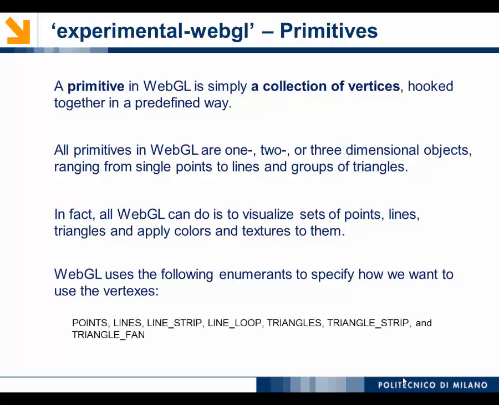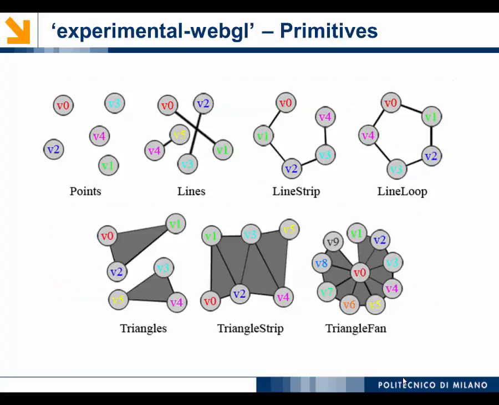These are the enumerants that specify how we want to use the vertices that we feed OpenGL. We want to use them as points, as lines, line strip, etc. I will show you here what they mean. In the first case, I just specified 5 vertices and I ask WebGL to draw them as points, and so I see 5 points on the screen.